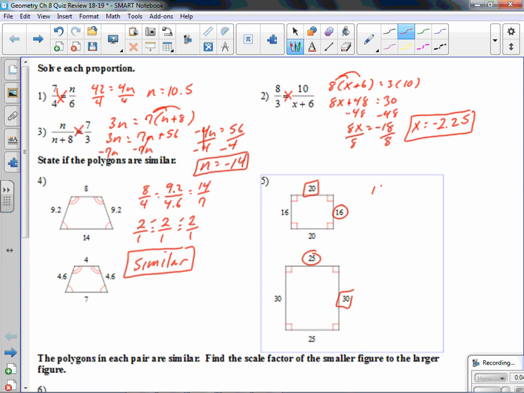So 16 over 25 has to equal 20 over 30. And 16 and 25 have no common factors, so that just stays 16 over 25. 20 over 30, those both have a factor of 10. Take those to 2/3. So 16 over 25 is not equal to 2/3. So those are going to be not similar.